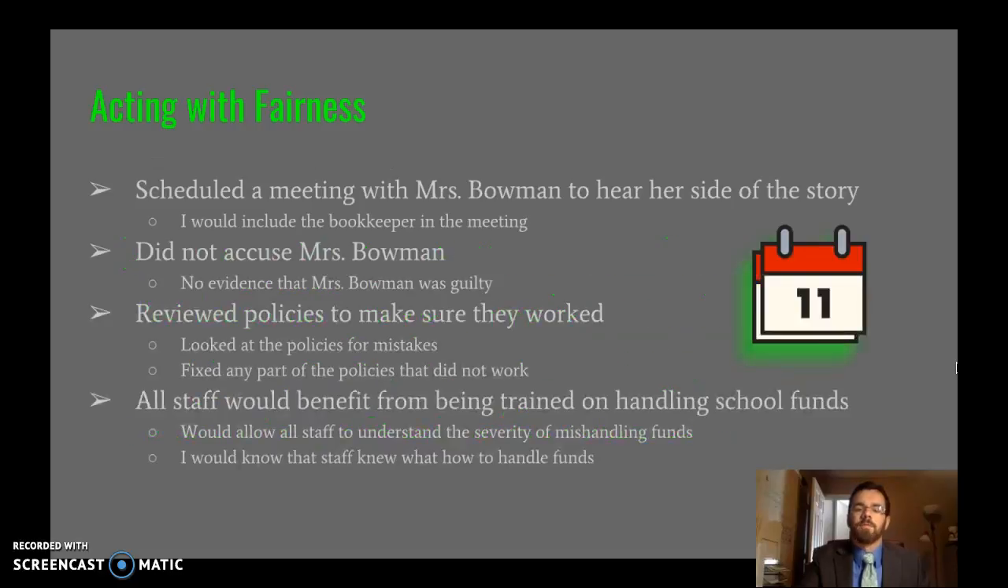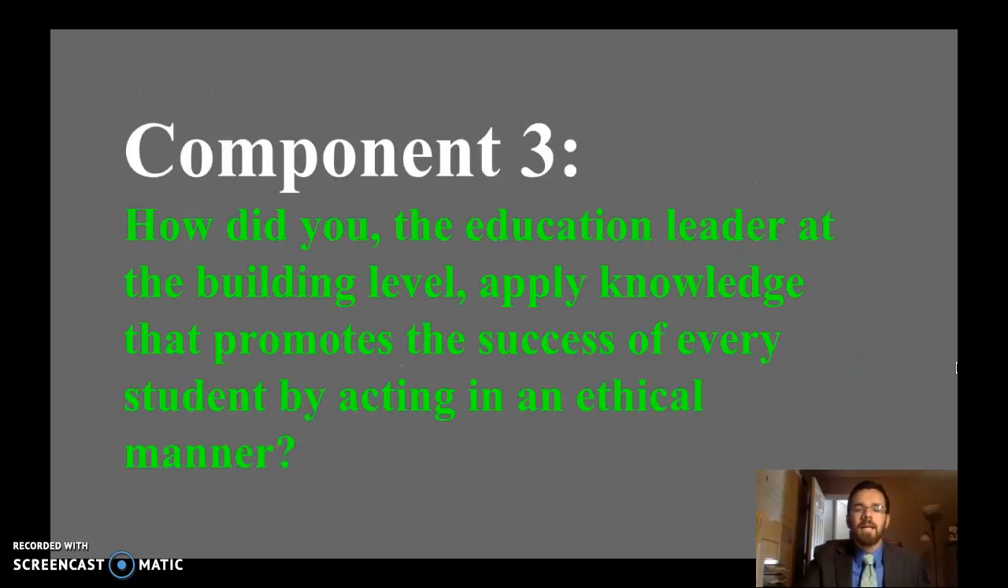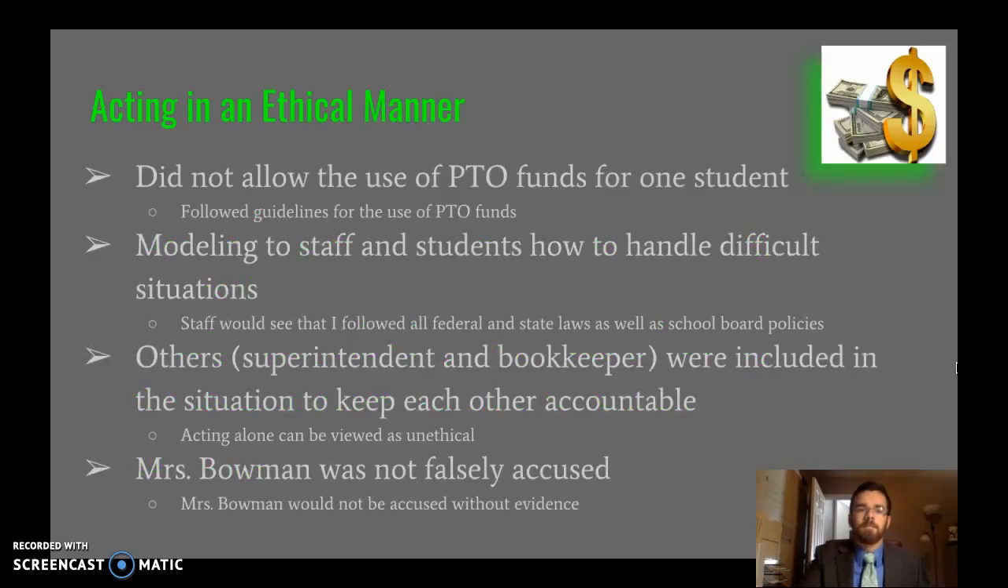Component 2 is how did I act with fairness? I scheduled a meeting with Mrs. Bowman to hear her side of the story. I didn't just accuse her. Like I said, there's also number 2. For that scheduled meeting, I'll also include the bookkeeper since they're looking at the financial sides of things. Number 3, I reviewed all policies and made sure they actually worked, and if they didn't, we fixed them. All staff would benefit from being trained on handling school funds. That's just in general, staff would benefit from it, as well as this is giving a chance for staff to make some extra funds.